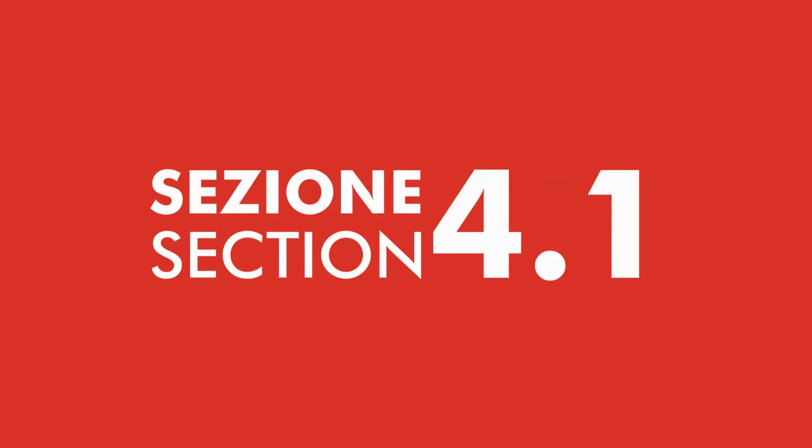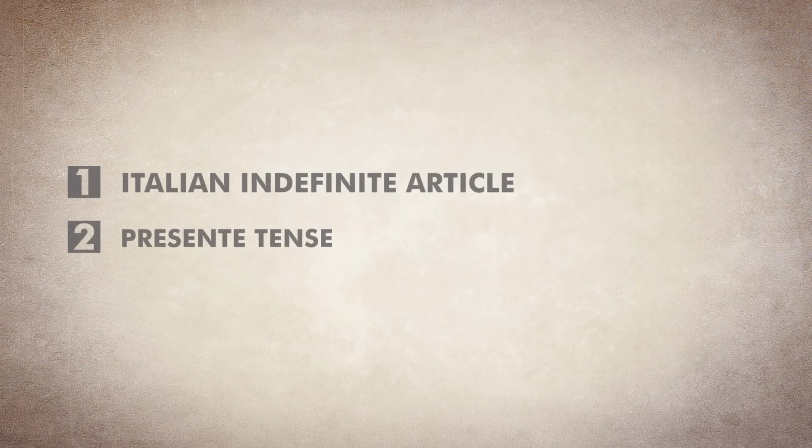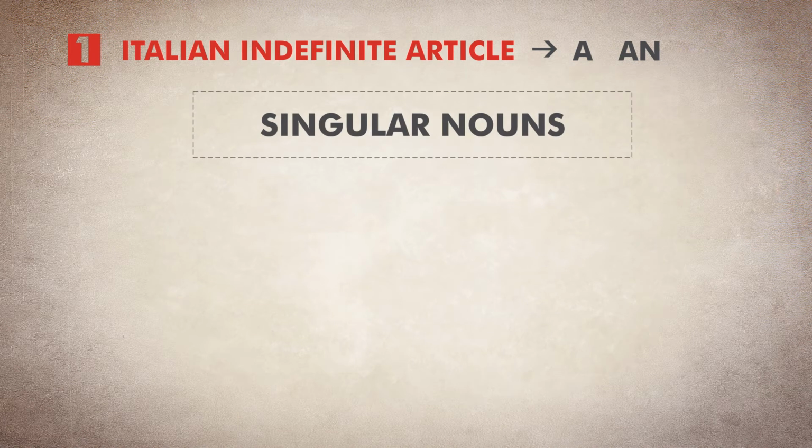Hello and welcome again. In this section, you will learn Italian indefinite article and present tense. The Italian indefinite article, or articolo indeterminativo, corresponds to English a or an. It is only used with singular nouns. So, let's see the rules.